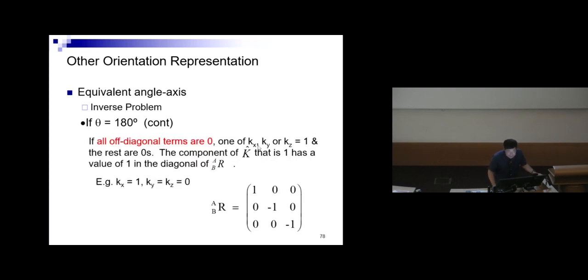Then your kx, ky, and kz will actually be equal to 1, and then kx will actually be equal to 1, and ky and kz will actually be equal to 0. So your AB error will actually end up with something like this. So this is the equivalent angle axis representation.